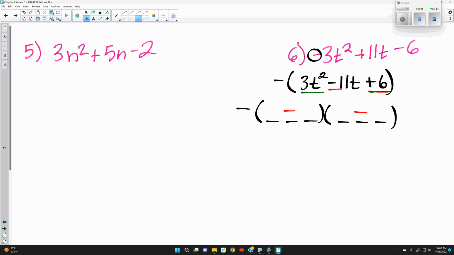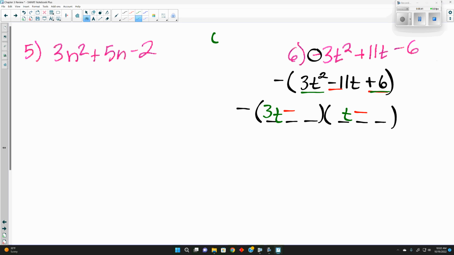Now we need to find the factors of the first and third term. The factors of 3t squared: t squared is going to be t and t, that's the only factors of t squared. The only factors of 3 are 3 and 1. So I'm just going to put a 3 in one of the two spots. We don't have to put a 1 because 1 times t or t are the same thing.